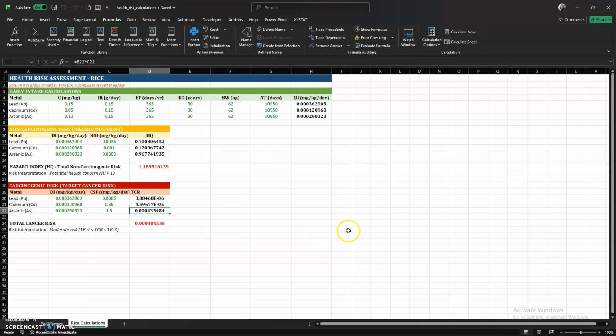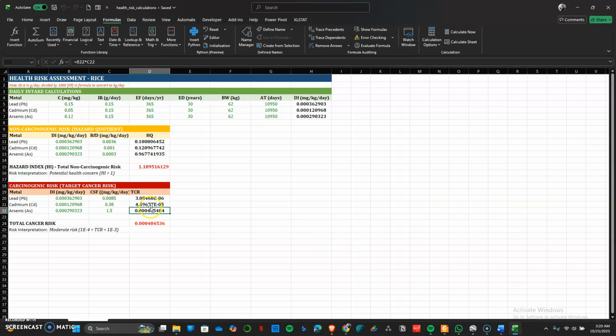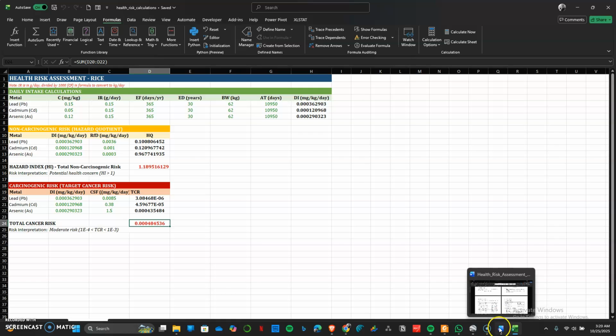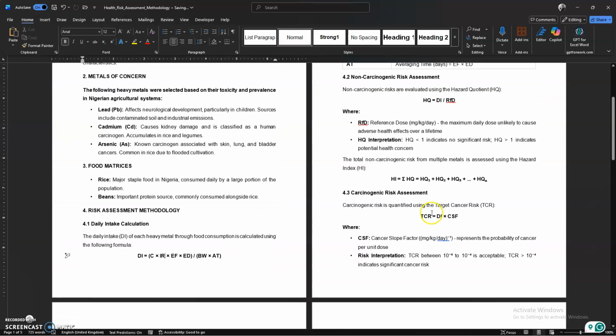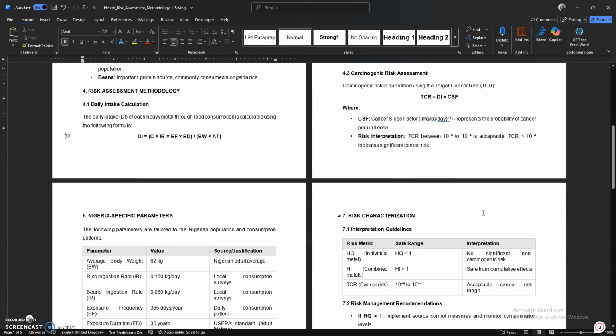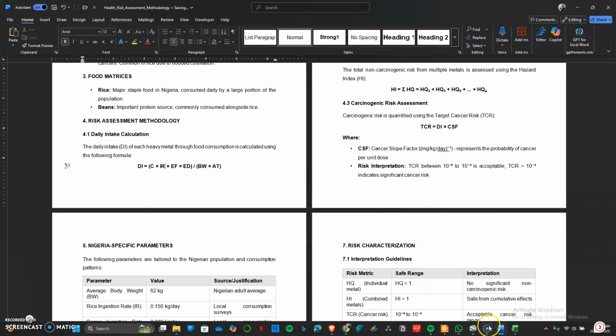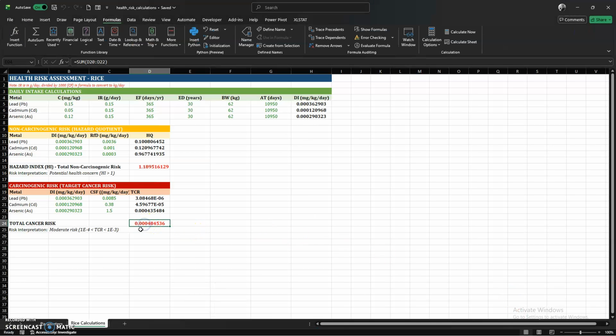Similarly to our hazard index, where we added all the hazard quotients, we can also add the totals, which we call the incremental lifetime cancer risk. We add all the individual target cancer risks. Once we add everything together, we get the total cancer risk from consuming rice with those metals, and we see a value of 0.00004.